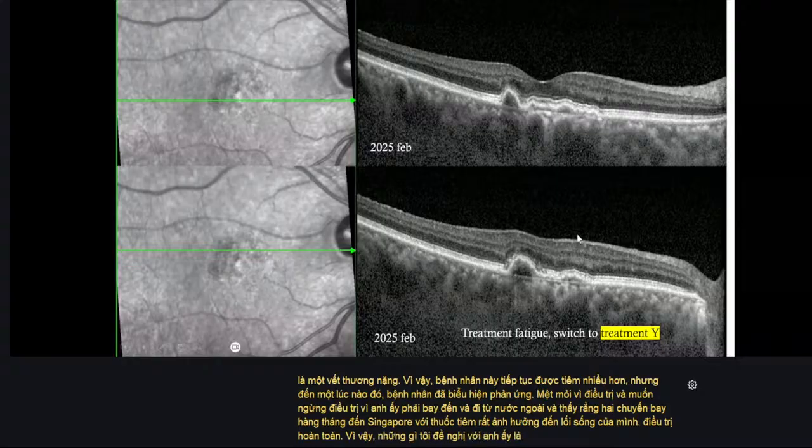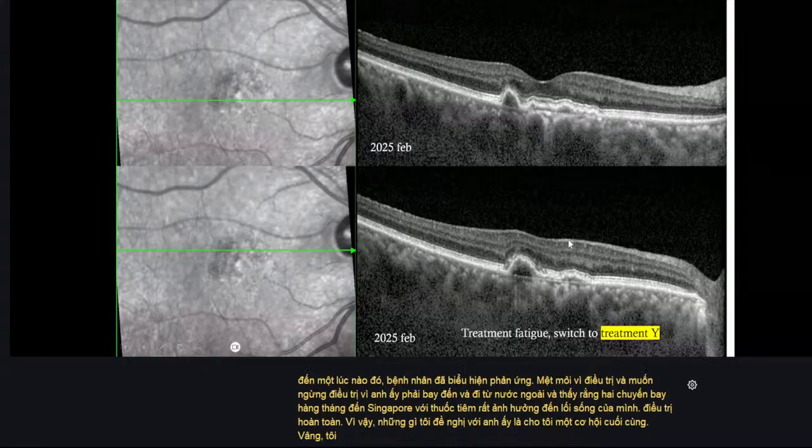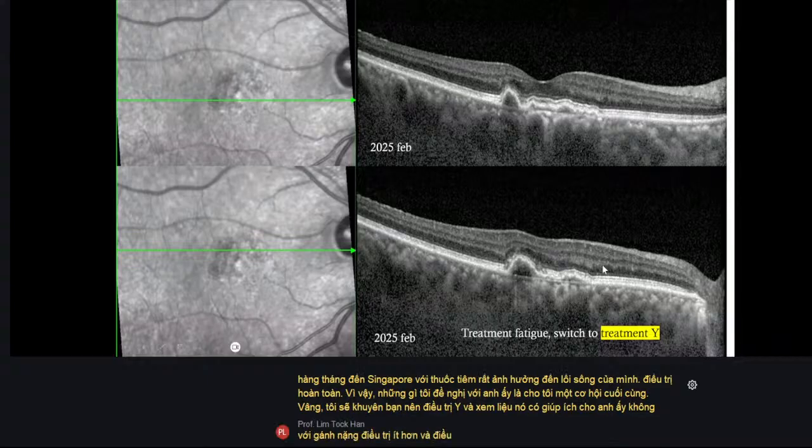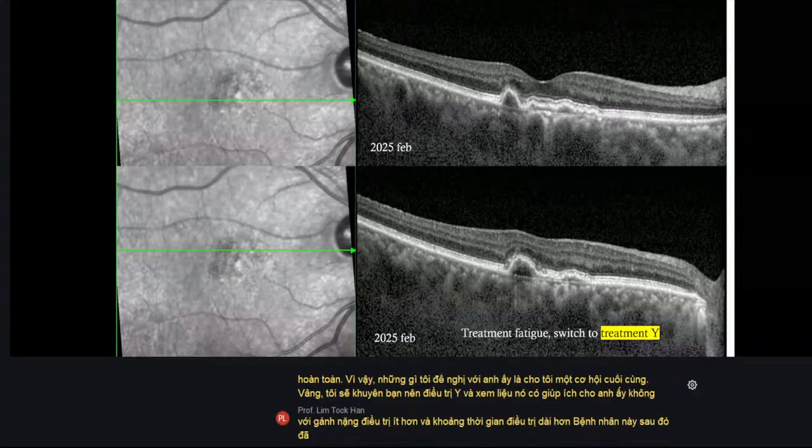I would recommend treatment Y and see whether it will help him with fewer treatment burden and a longer treatment interval. So this patient then received treatment Y. In every sense, he's doing very well with 2-monthly Eylea injection.